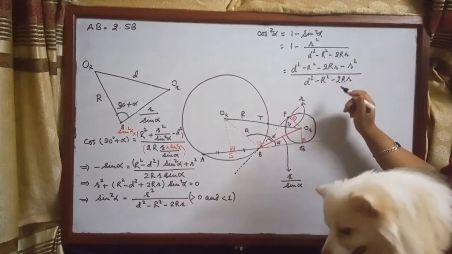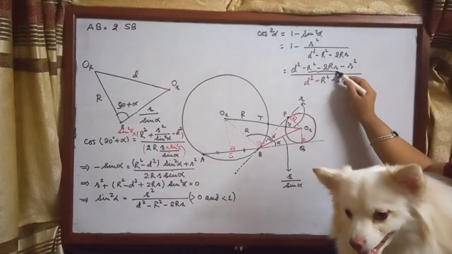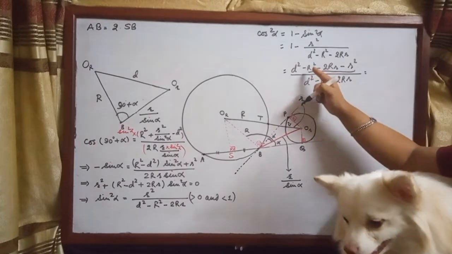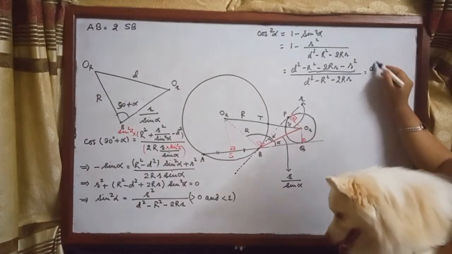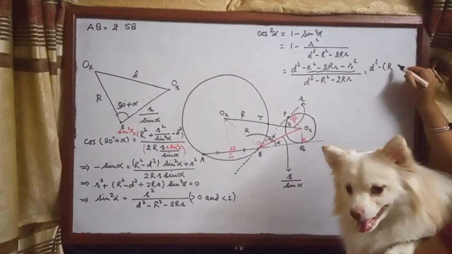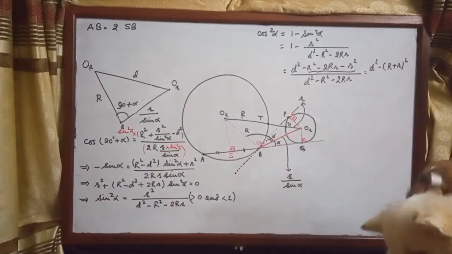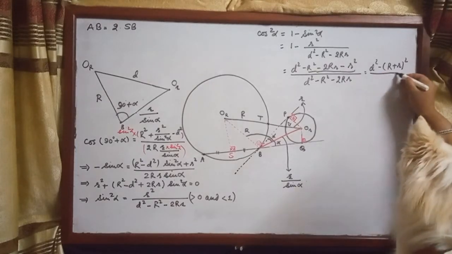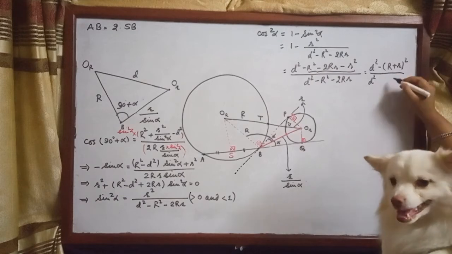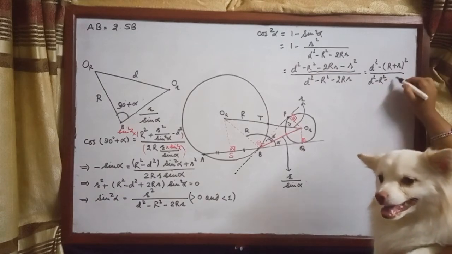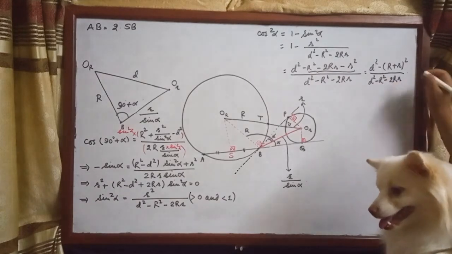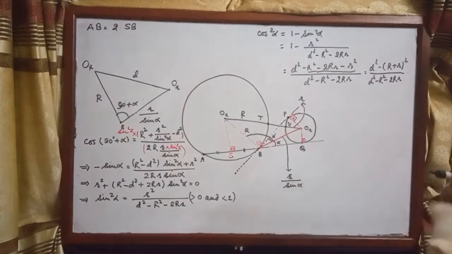Okay, this is it. Now if we look at this carefully, this is R plus r whole squared, so d squared minus R plus r whole squared, sorry about this, and d squared minus R squared minus twice R r. Okay, this is it.